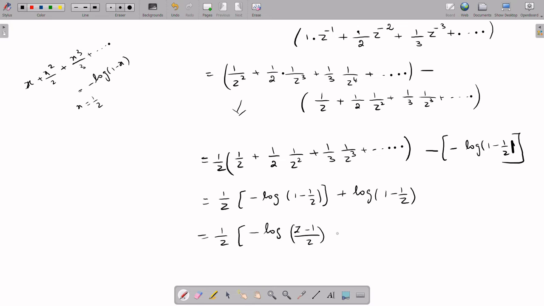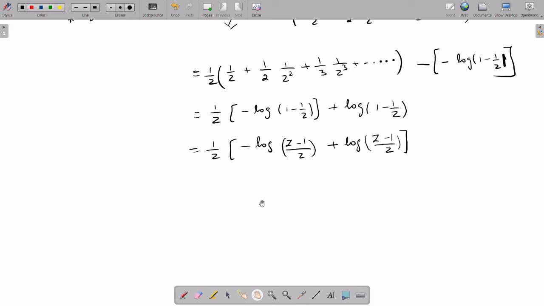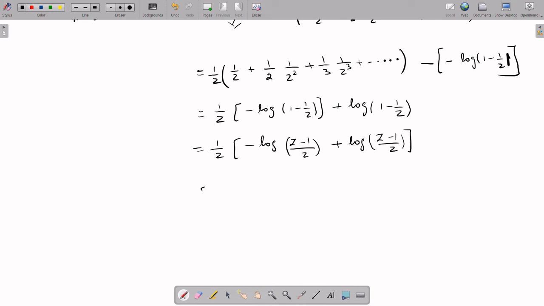Okay, plus log of z minus 1 by z. This is the answer we have, and you have to simplify these two terms further. So you have to simplify this, which is equal to, here you take the negative terms first and positive terms next. Okay, so you can write this to be log of 1 by z, minus log of z minus 1 by z.